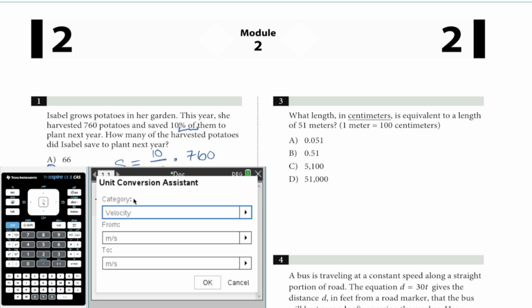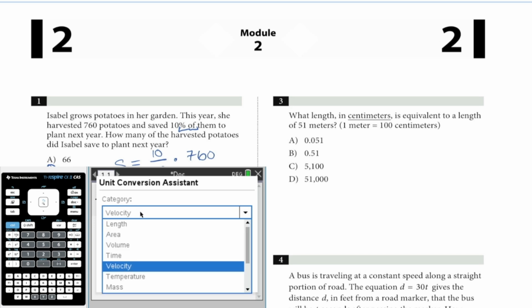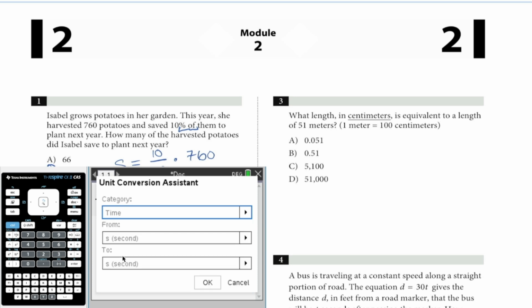We will choose velocity if it is a rate. In this question, we are going from meters to centimeters. Those are not rates. What I mean by a rate is a unit per unit. So if it's not a rate, we are going to choose anything but velocity. I've been saying to choose time. We're not even going to worry about choosing the units. So we are going to hit enter.